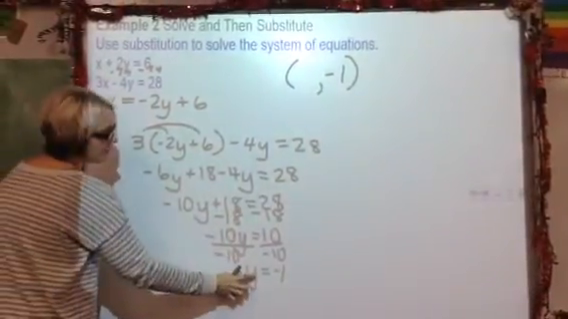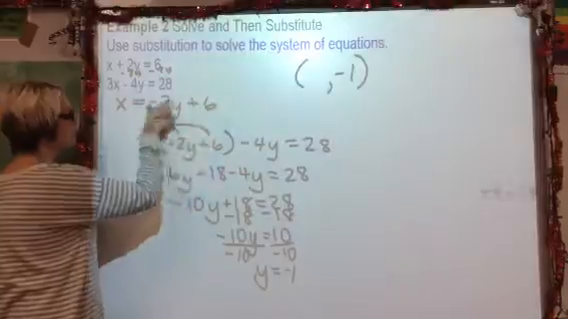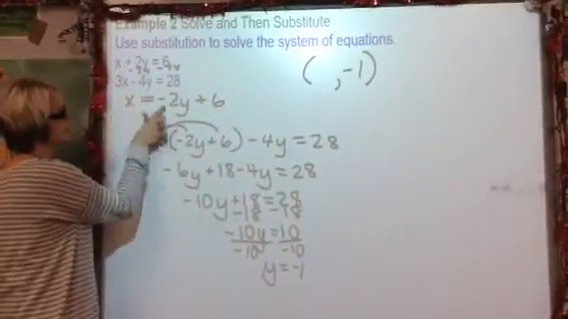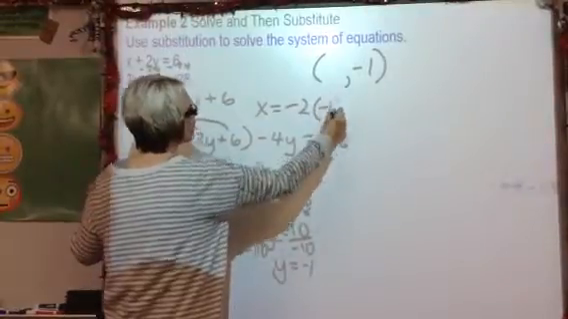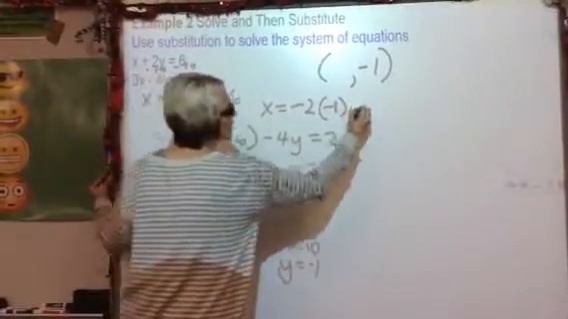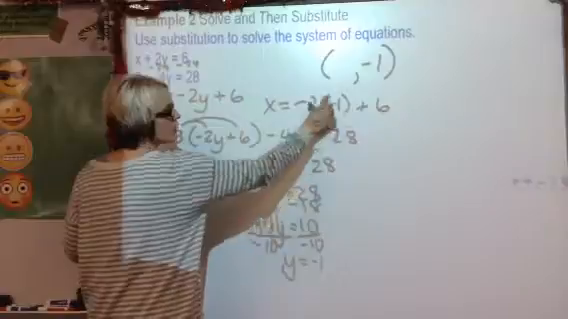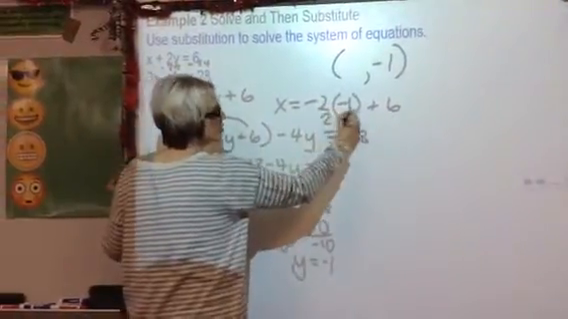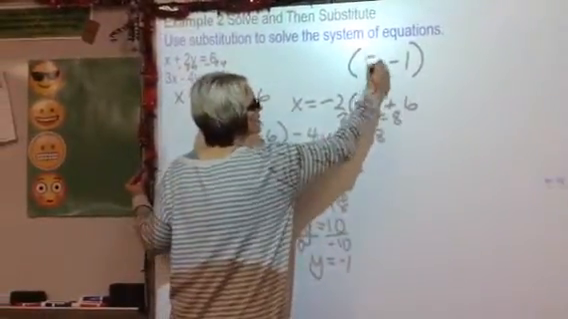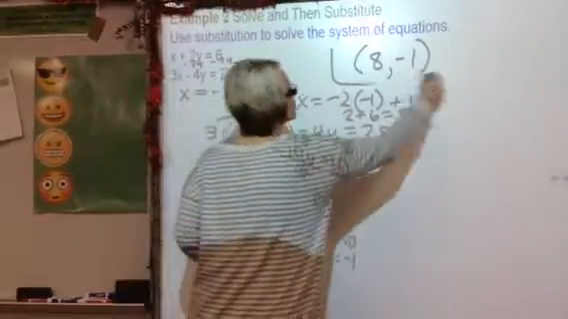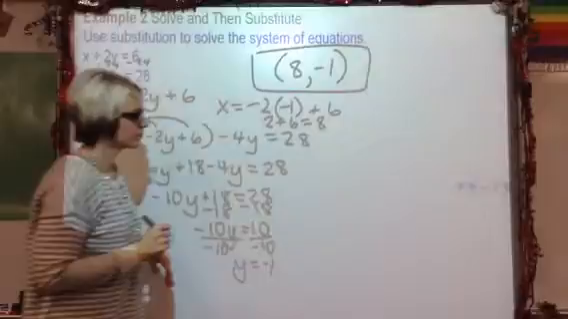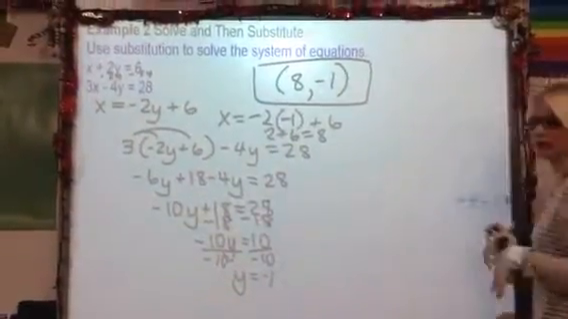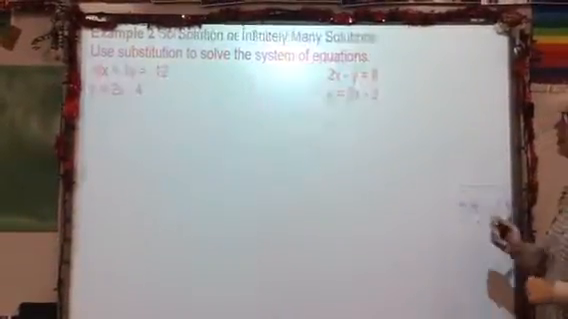What I do then to find the x value is I use this right here. x is equal to negative 2 times the y value plus 6. Negative 2 times negative 1 is a positive 2, and 2 plus 6 is equal to 8. So this is my solution, and I used substitution to find it. So you can try the examples in your notes of substitution.